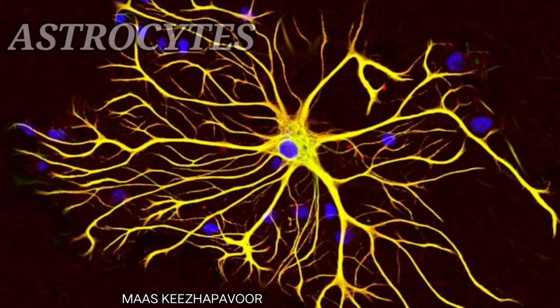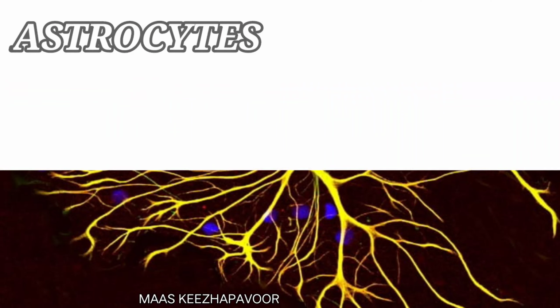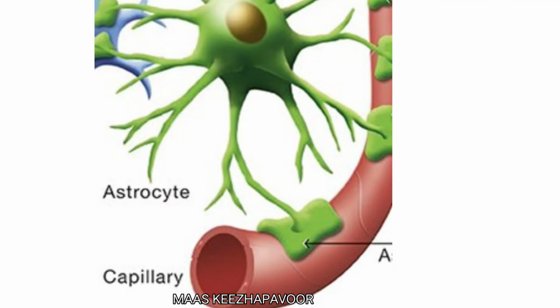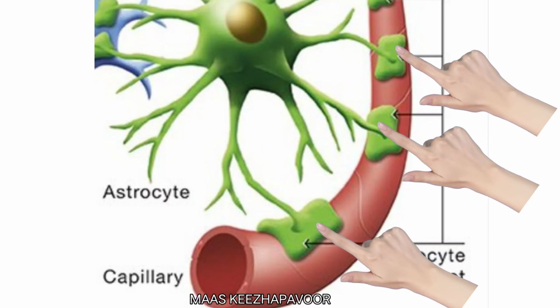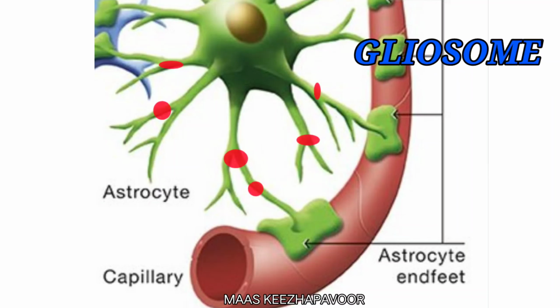The astrocytes are star-shaped cells with processes. These processes surround neurons and separate them from other neurons. The process ends in expansions in relation to blood vessels. The swellings present in the process of astrocytes are called gliosomes. The gliosomes are rich in mitochondria.